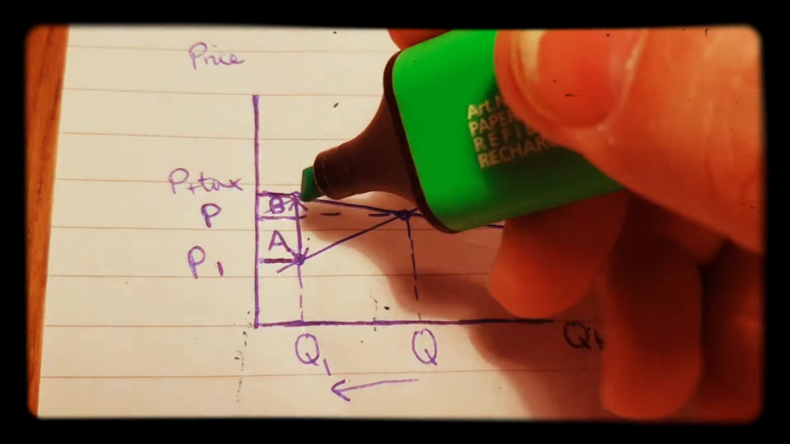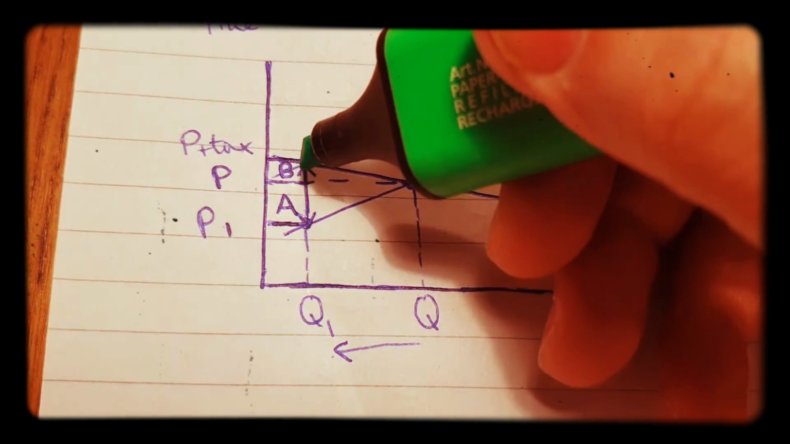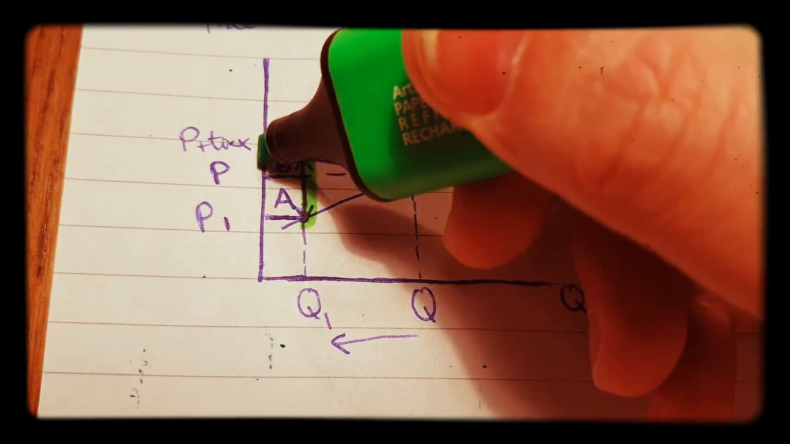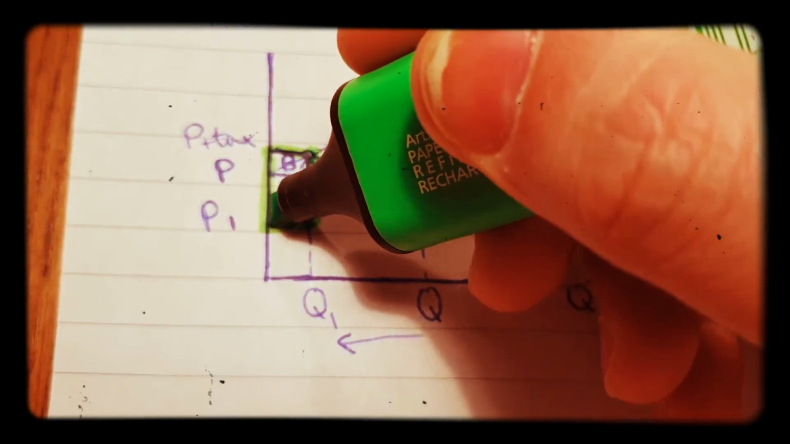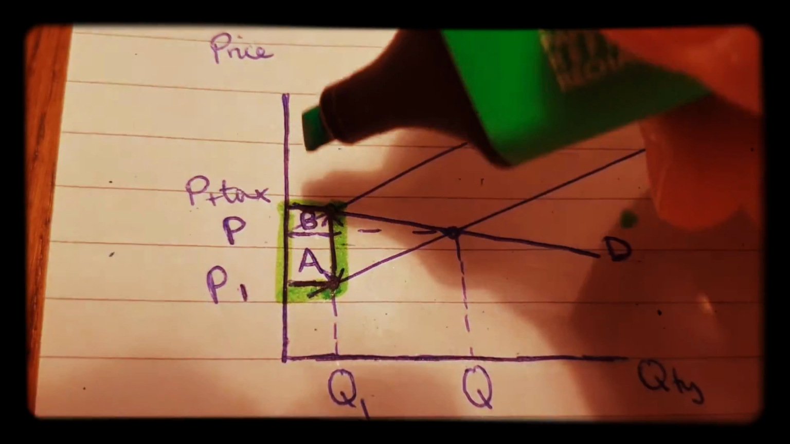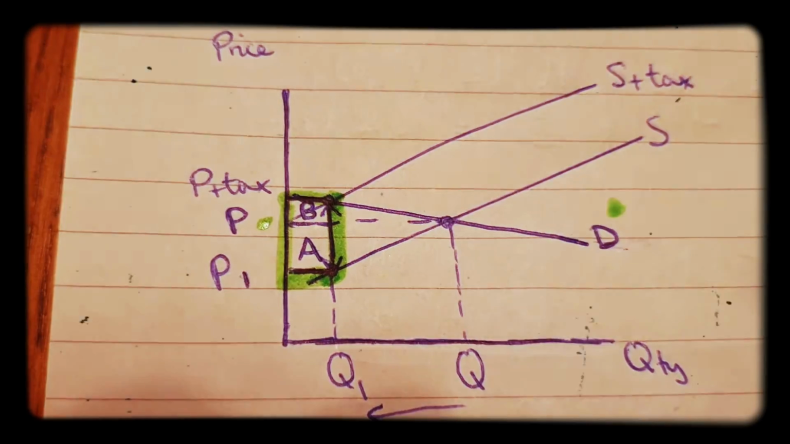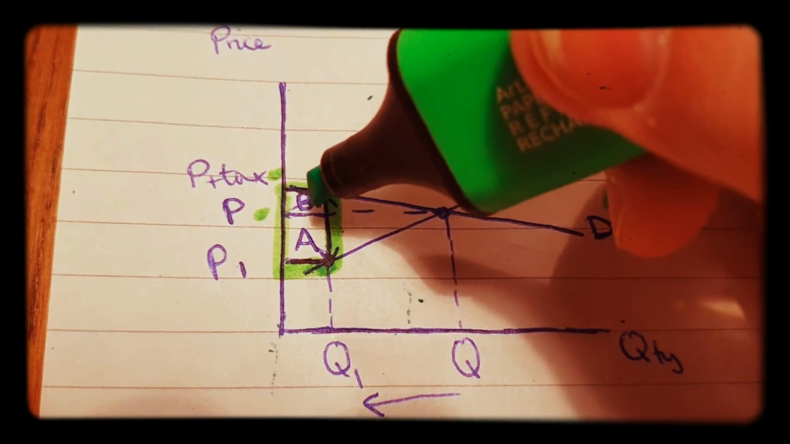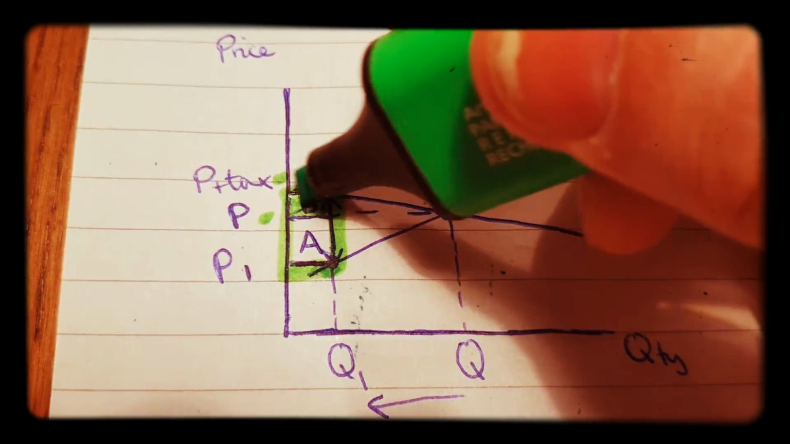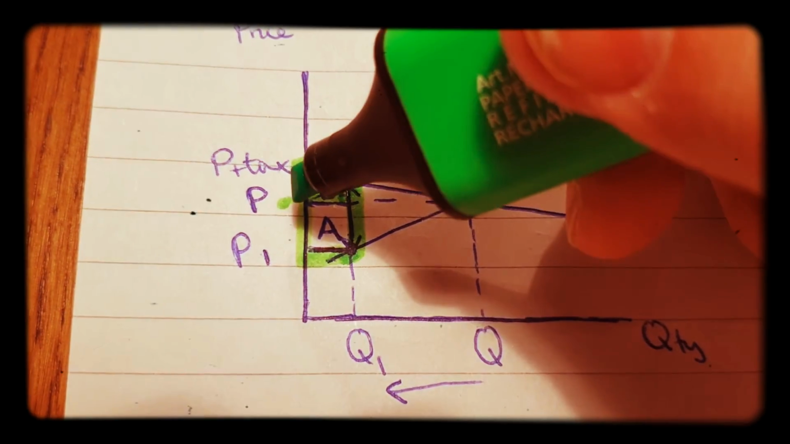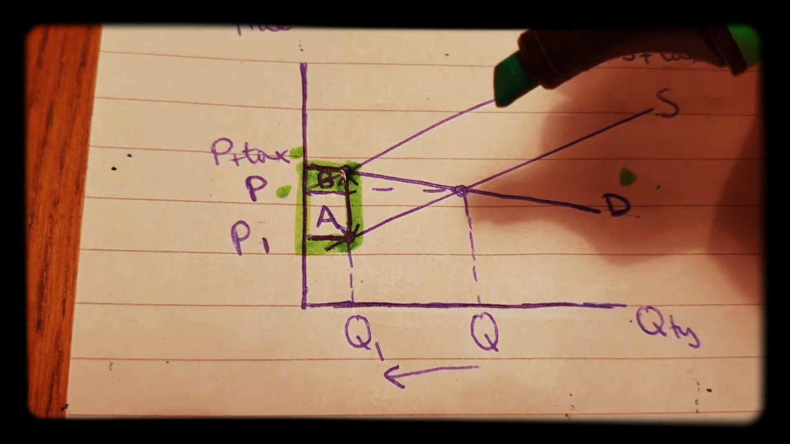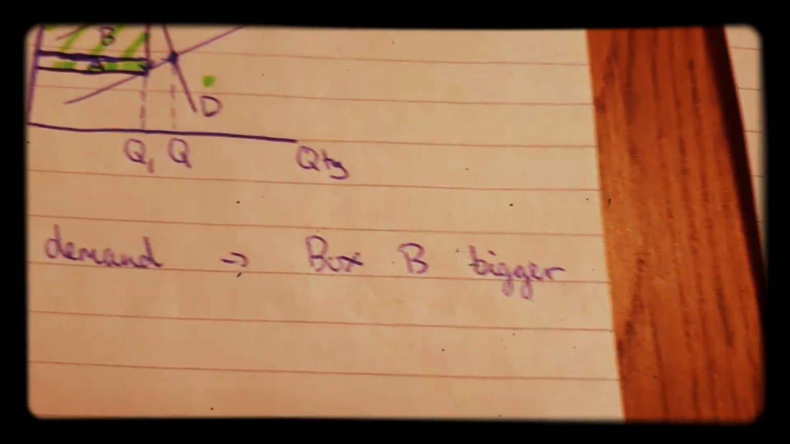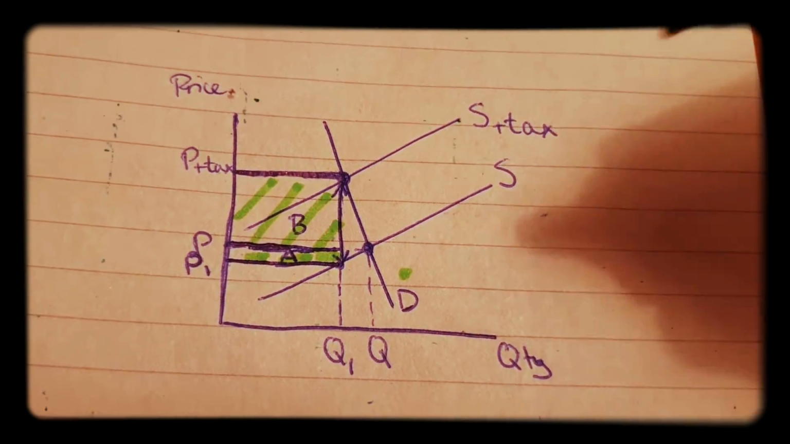The tax is the difference between the two supply curves, that vertical distance there, and that box is the total tax the government is going to get. Between the old market equilibrium price and the new price, that's how much the consumer pays, so box B now is very, very small. Whereas the market price down to P1, which the producer receives, is a lot larger now. Before, with the inelastic demand curve, it was the opposite way around.